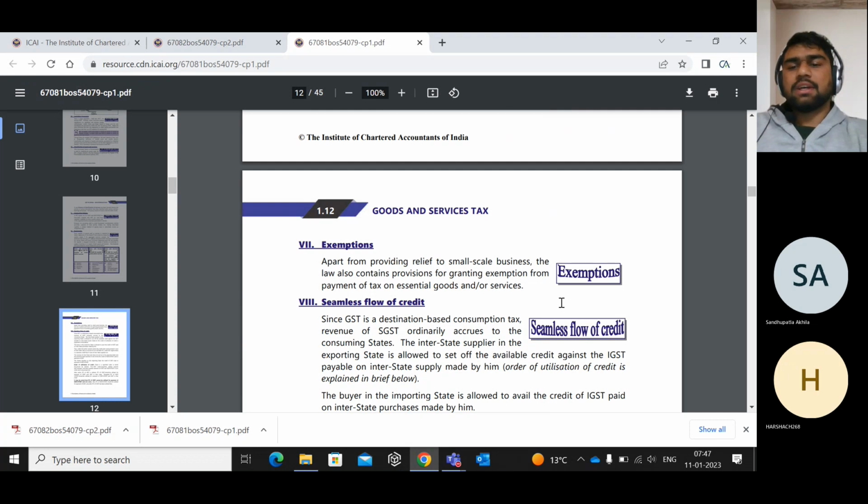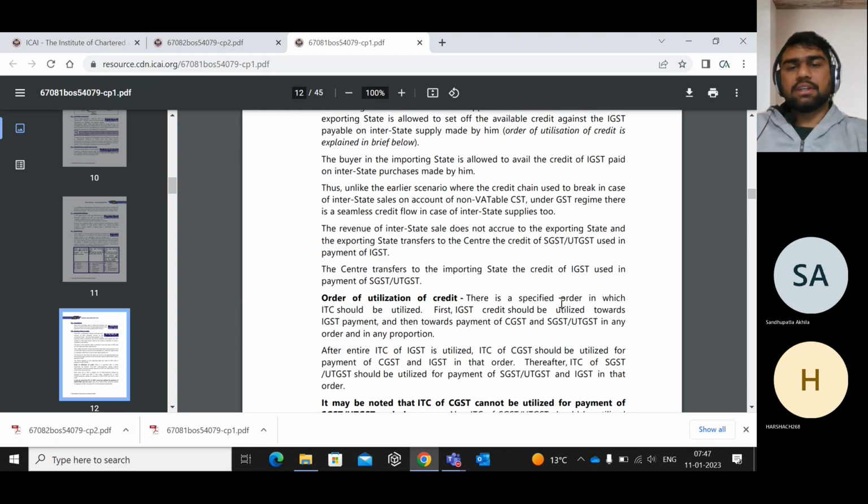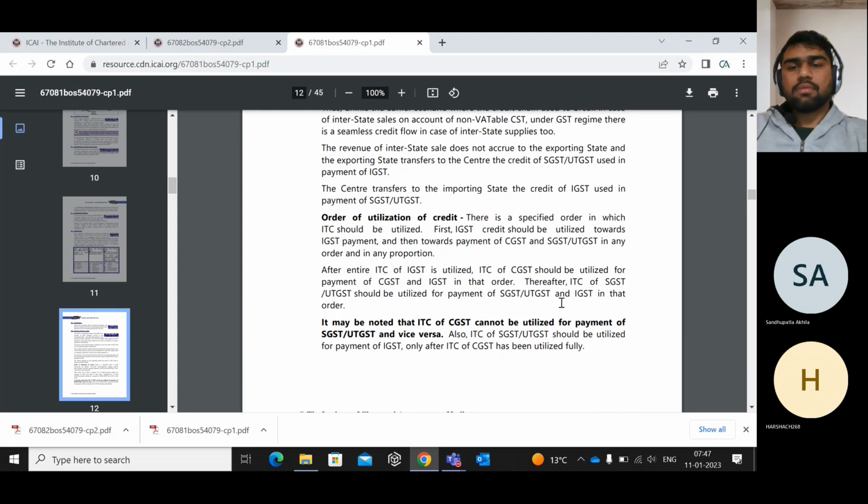And the seamless flow of credit that I explained yesterday, how the input tax credit mechanism works, how the credit flows from supplier to supplier, how the supplier will get credit, and when a person is liable to take input tax credit, we discussed yesterday, and in detail we will discuss in the input tax credit chapter also.